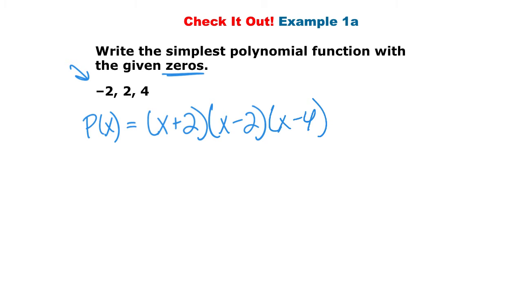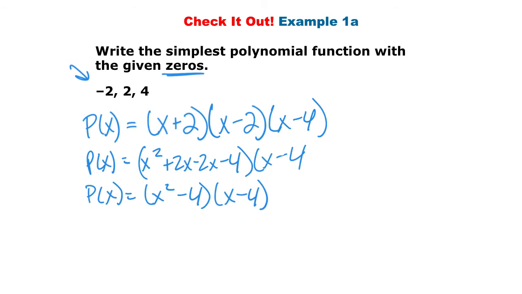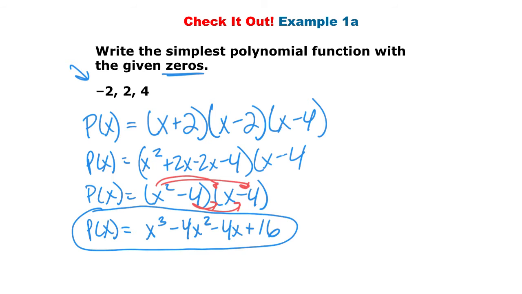The next thing we need to do is multiply this all out so that we know what that full polynomial looks like. After you multiply it all out, this is what we end up with. So that is the polynomial with these zeros.